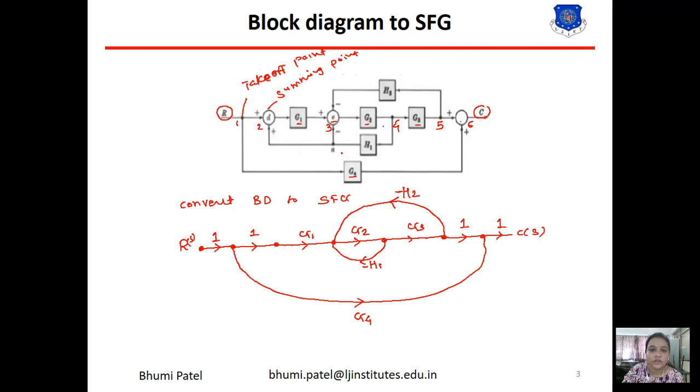Now H1 is also connected to the second node. So starting from here and ending here, the direction is reverse, the value is H1 and the sign is plus, so here the value is plus H1. So this is the signal flow graph.